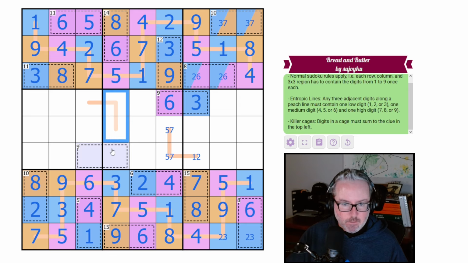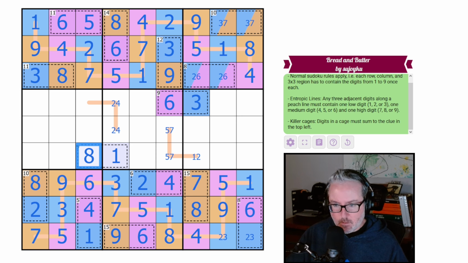Let's do the same thing over here. 1, 2, and 4. Can't have two lows, so this has to be one of the lows. So it's either 1 or 2. Can't be 2 because we can't put a 7 here. 1, 8. Your high, your low. This is a 2, 4. This has to be a high, 7, 8, or 9, and it is 9.